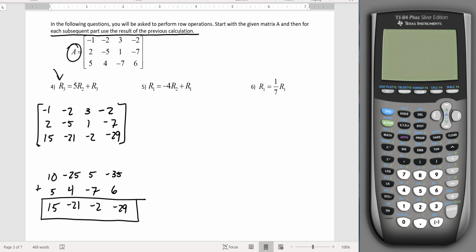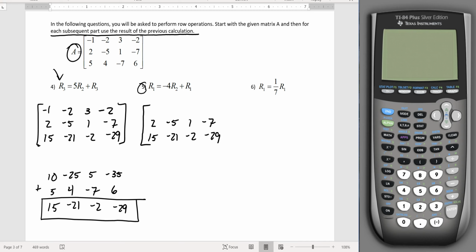So I'm going to use this new matrix that we've created with number 4 for number 5 now. I'm going to change R1 to be negative 4R2 plus R1. Which row is going to change? Well, R1. That means rows 2 and 3 stay the same: 2, negative 5, 1, negative 7, 15, negative 21, negative 2, negative 29.